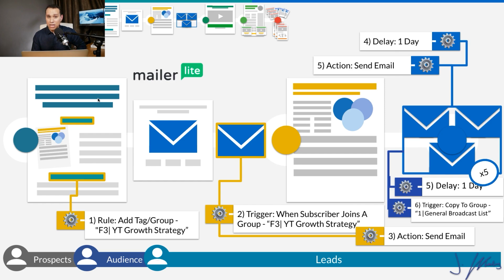When someone enters their name and email on the landing page, we tag them for a group, YouTube growth strategy. And because they were tagged, that triggers our email autoresponder sequence to start, which is the first trigger, which is send the lead magnet. And then we're going to have 2 to 4 emails go out for a rapport sequence. So that's what 4 and 5 are. And then we're going to wait a day. And once the sequence is all said and done, we'll move them over into our general broadcast list. And that's where your email marketing strategy in general just takes over.